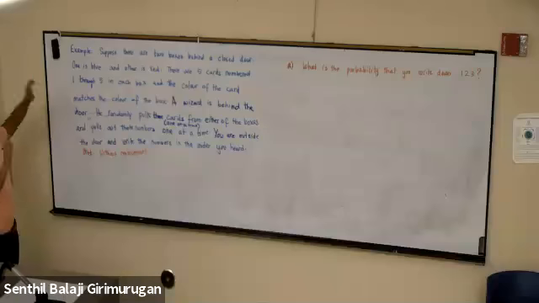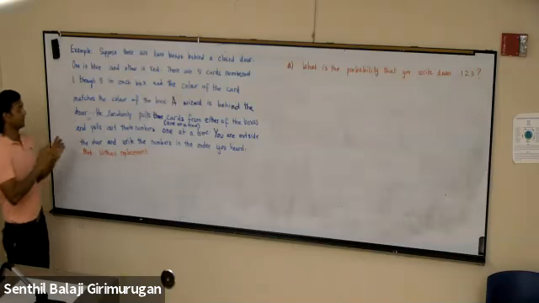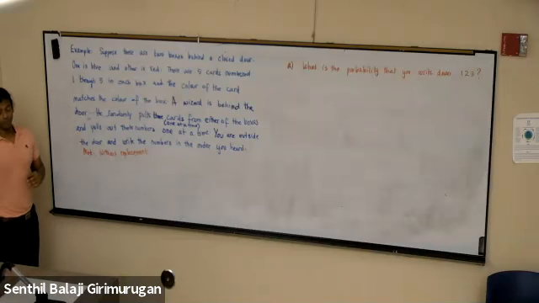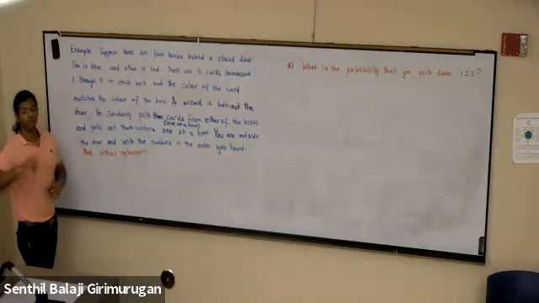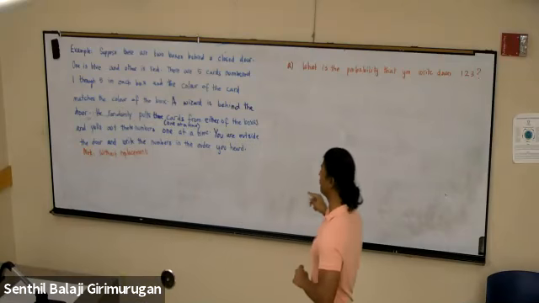So the problem is there are two boxes behind a closed door, and one is blue, the other is red. There are 5 cards numbered 1 through 5 in each box, and the color of the card matches the color of the box. So 5 red cards in the red box, 5 blue cards in the blue box. They're all numbered 1, 2, 3, 4, 5. There is a wizard behind the door. He pulls 3 cards at random from either of the boxes. So it could be red, it could be blue. He's going to do it without replacement.